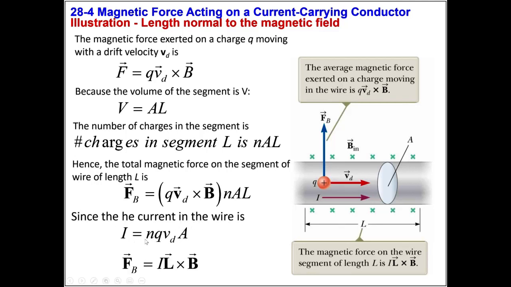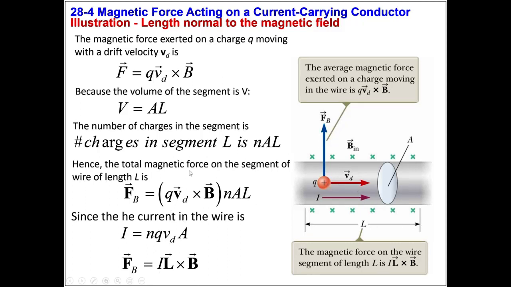Okay? So now, since the current in the wire is given, this is what we did in the previous chapter. We said the current is N Q V_D times the cross-sectional area. Okay? Here we have N, we have the area, and we have the Q and V_D. So you can see Q V_D N times the cross-sectional area. We can replace that with I, and we obtain that in this case the current I times L crossed with B. And remember the vector L has the length L here, and it's in the direction of the current as we have illustrated here.